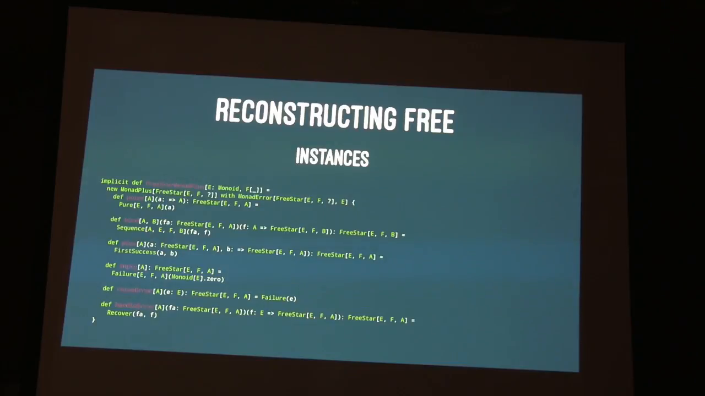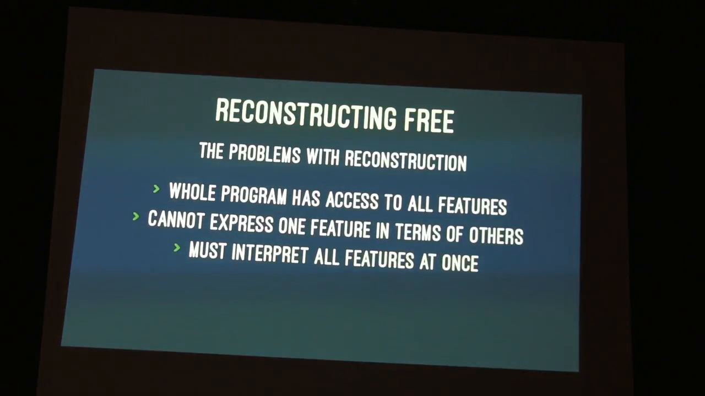So you can define all these instances. Like I said, it's a monad plus, alternative, it's a monad error, and of course it's a monad, applicative, and functor, and all that good stuff. And then you can use this and interpret it, and now suddenly your program becomes much richer. You can express all of these different things in straightforward fashion.